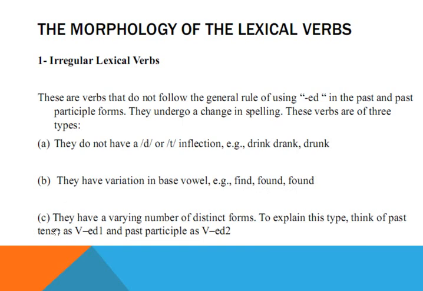The third type of the irregular lexical verbs has various numbers of forms, and in order to explain this type, you need to think of the past as VED1. So VED1 is the verb in the past tense, and the past participle is VED2, the verb in the past participle. This type of verbs has various forms within the morphology of the inflection and derivation.